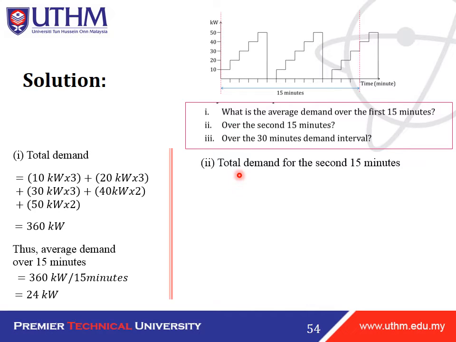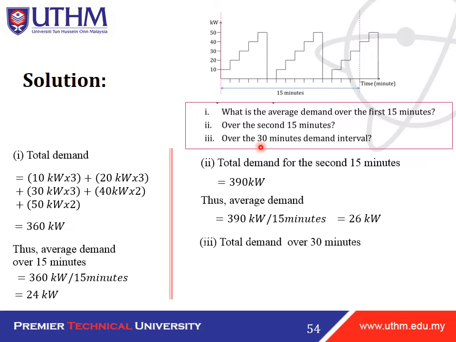Then how about over the second 15 minutes? To calculate the total demand for the second 15 minutes, we need to draw this graph again and again until we get another 15 minutes. And then when we draw and calculate it, we have 390 kilowatts. Thus, the average demand is 390 kilowatts divided by 15 minutes, we have 26 kilowatt.